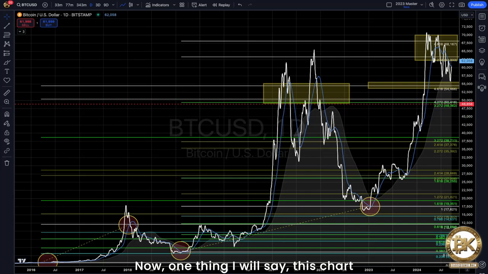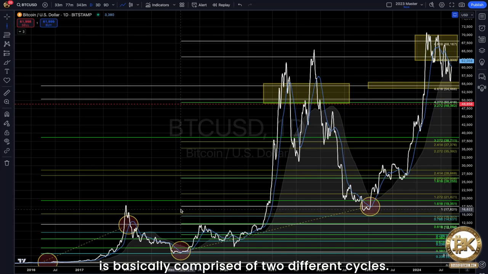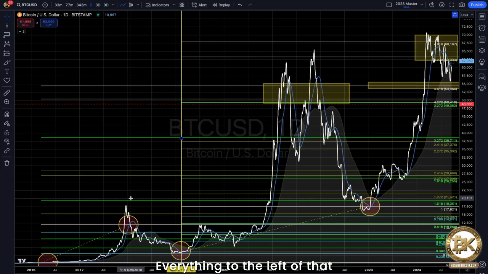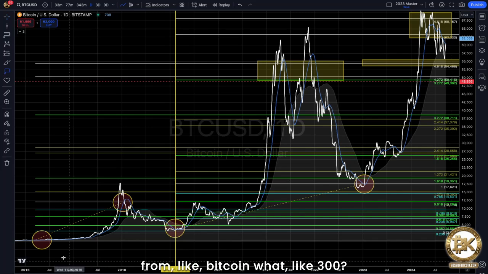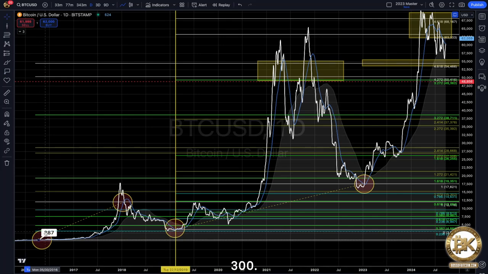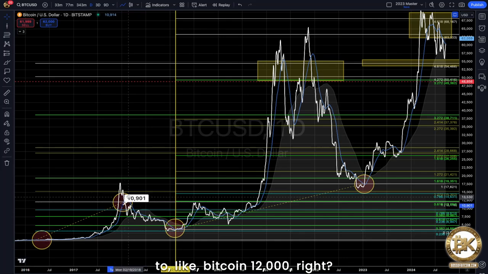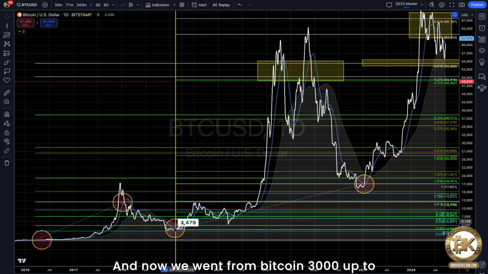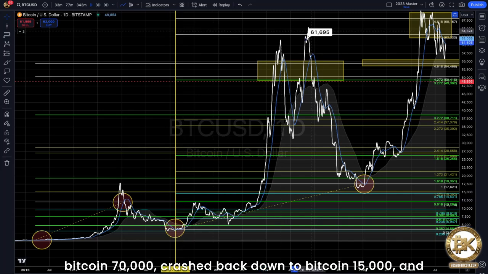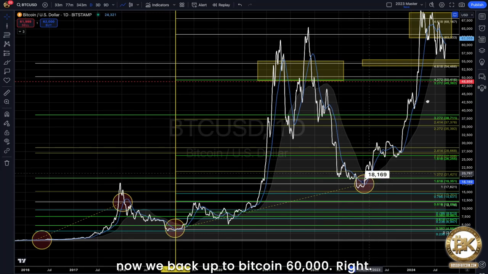Now, one thing I will say, this chart is basically comprised of 2 different cycles. Everything to the left of that line is our first super cycle. This was between 2016 to 2019. All the way up, it went from Bitcoin 300 all the way up to like Bitcoin 12,000, right? And then crash back down to Bitcoin 3,000. And now we went from Bitcoin 3,000 up to Bitcoin 70,000. Crash back down to Bitcoin 15,000, and now we're back up to Bitcoin 60,000, right?